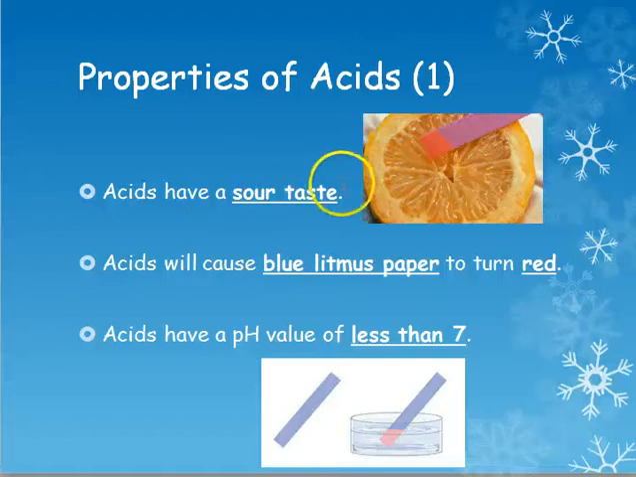Okay, let's look at the properties of acid. Acids generally have a sour taste. For example, lemons are actually an example of an acid. They contain citric acid. They have a sour taste.